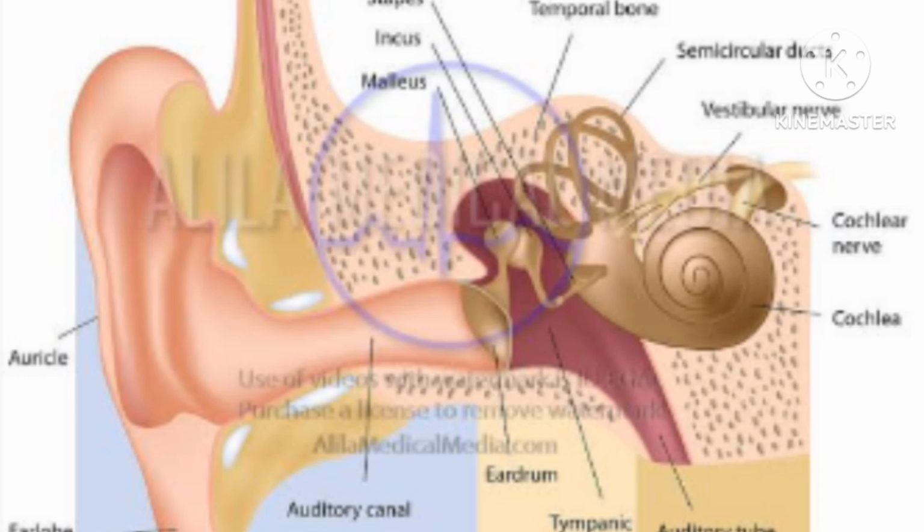A scientific diagram of the human ear with description is one of the important questions for biology. So first of all, I am showing you how you can draw a scientific diagram of the inside portion of the human ear in an easy manner.